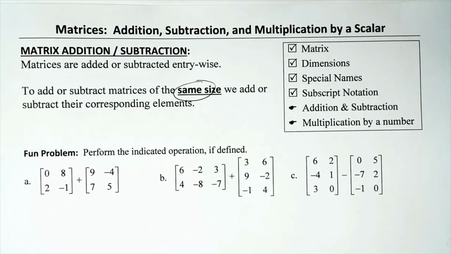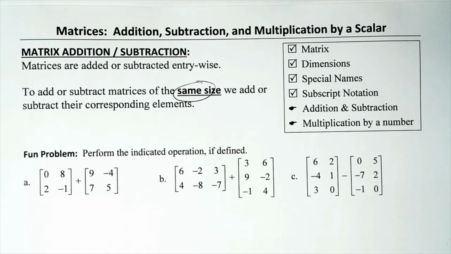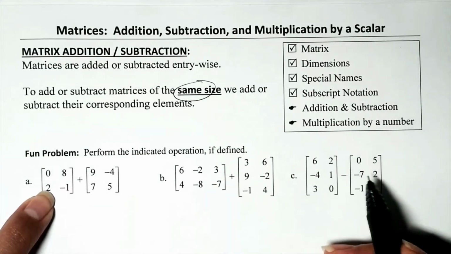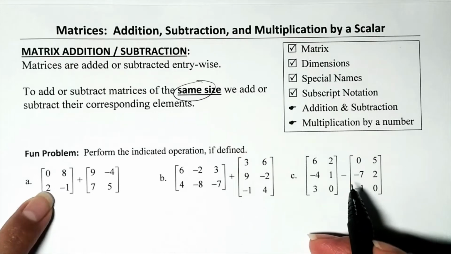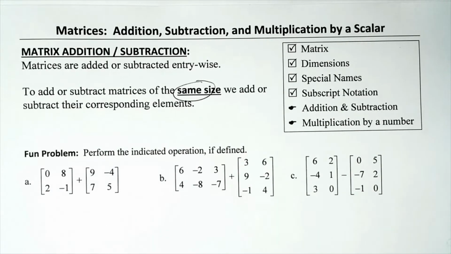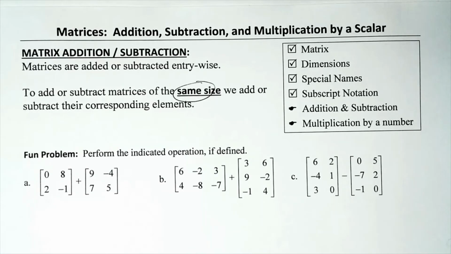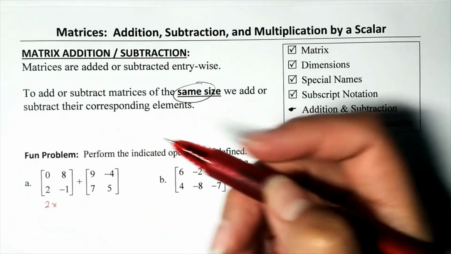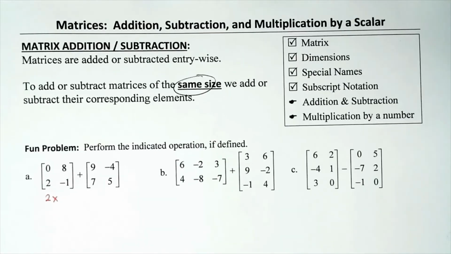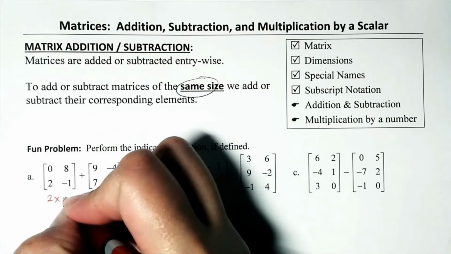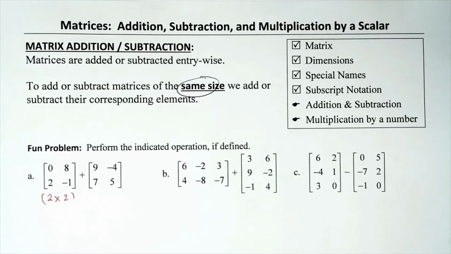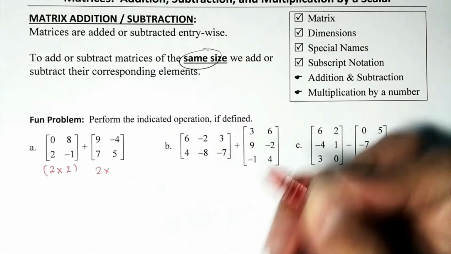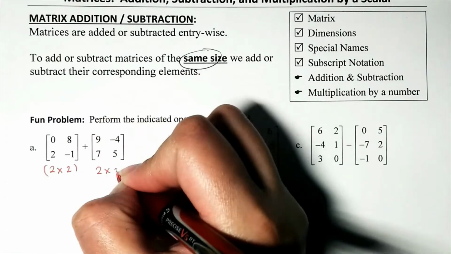Okay, so problem A. The directions read, perform the indicated operation if defined. So if I have 2 matrices separated by a plus sign, we're adding. If we have 2 matrices separated by a minus sign, yeah, you got it, we're subtracting. Okay, so let's do this. First, let me go ahead and highlight the size. You know, what if it's a trick question? The first matrix has 2 rows, so it's going to be a 2 by something, 2 by however many columns we have. Okay, we have 2 columns, so the first matrix is a 2 by 2 matrix. Next matrix, also 2 rows, so it's going to be a 2 by something followed by the number of columns, so 2, so it's going to be a 2 by 2 matrix.